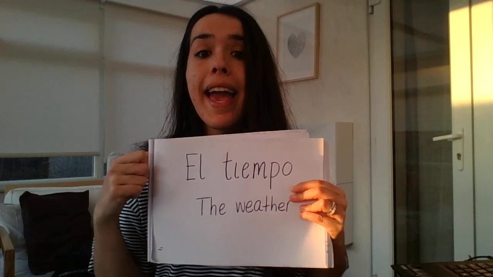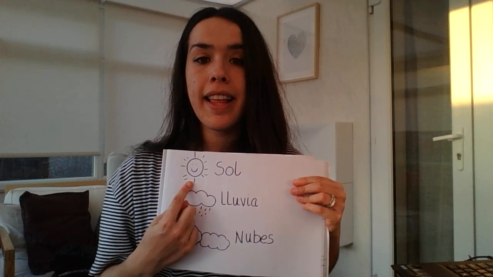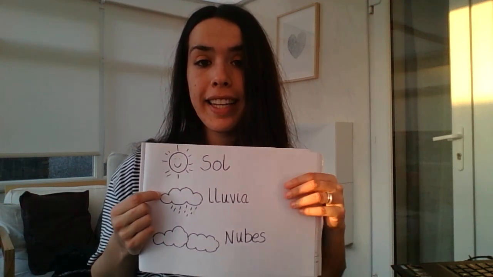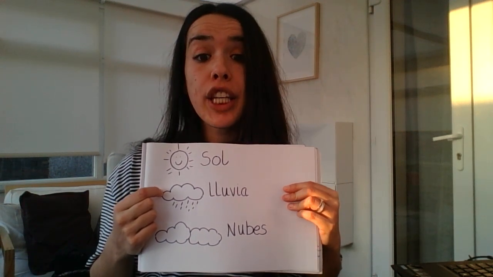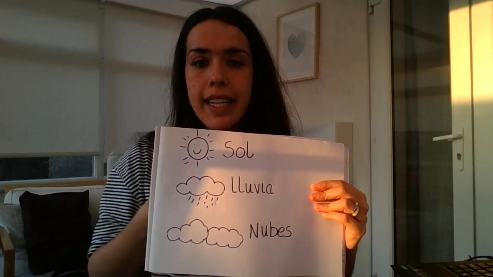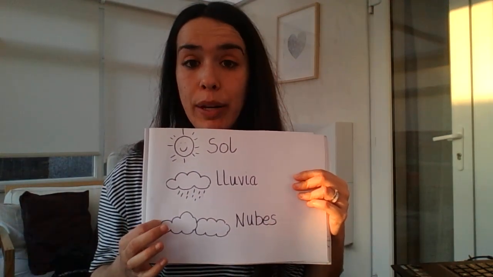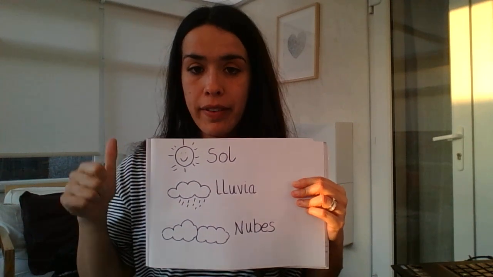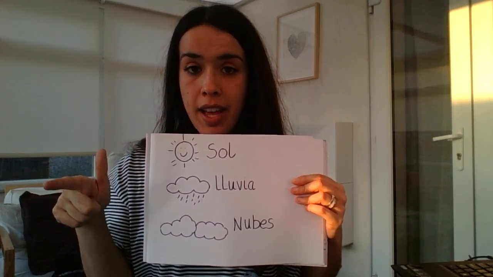The weather, we say el tiempo. El tiempo. Then the vocabulary. The sun is sol. Sol. Rain is lluvia. Lluvia. Just remember the double L sounds like a Y. Next one is cloud, we say nubes. Nubes. So we have sol, lluvia, nubes. Let's move on.